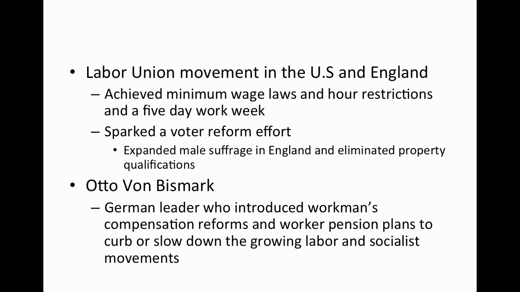Also, this led to, not only are workers fighting for minimum wage laws, but they realize that if they really want power, they need more suffrage. So in the mid 1800s in both the United States and England, you had to own land, and that's going to change. The labor movement led to a suffrage movement for men. It's going to take a while for women, but by 1900, all men could vote, and that eliminated the property qualification. So the labor union movement leads to a voter reform movement.